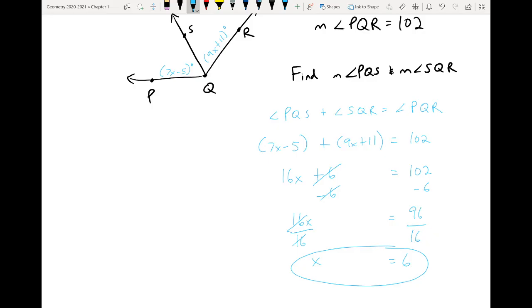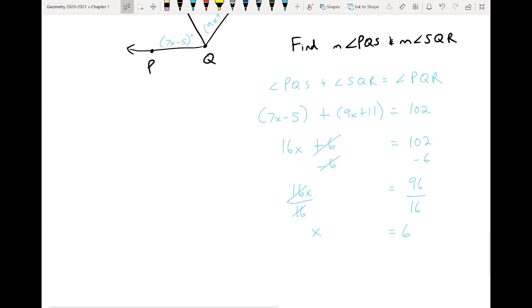Now, students, here's the issue. Some of you will stop this problem and be so proud of all that algebra that you did, that you set up the problem properly, and you're going to just stop right here and you're not going to get credit for the problem. You're going to get a deduction for your solution. The reason why is because we weren't asked what x was. We were asked what PQS and SQR are.